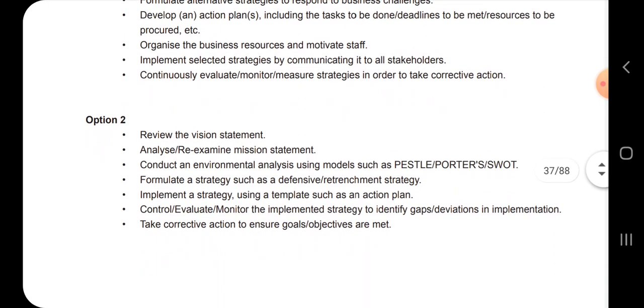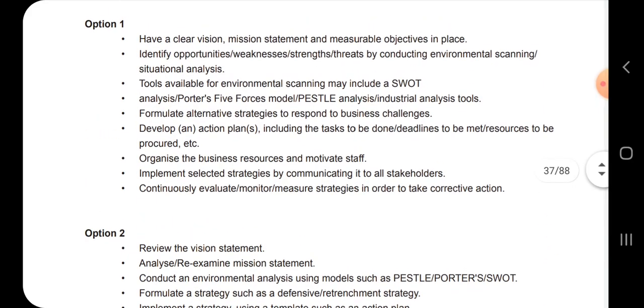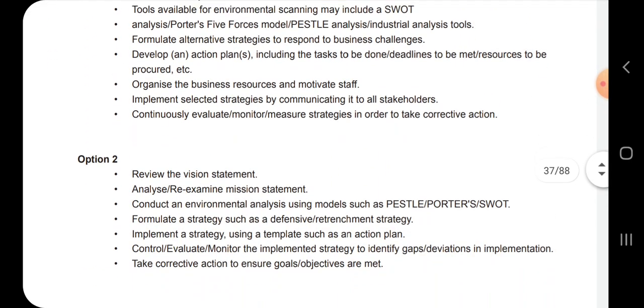For option 2, review the vision statement. Analyze, re-examine the mission statement of the business. Conduct an environmental analysis using models such as PESTEL, Porter's, and SWOT analysis. Formulate a strategy such as a defensive or retrenchment strategy. Implement a strategy using a template such as an action plan. Control, evaluate, and monitor the implemented strategy to identify gaps or deviations in implementation. And then the last one is take corrective actions to ensure goals and objectives are met. So these are the two options of the strategic management process.